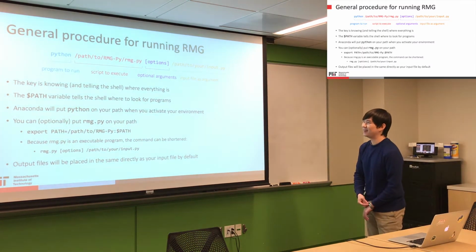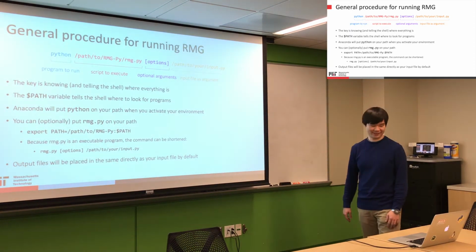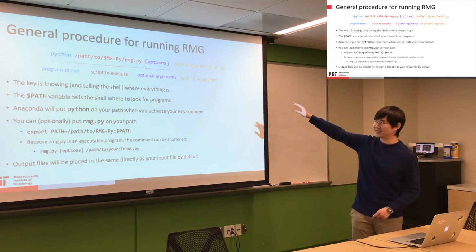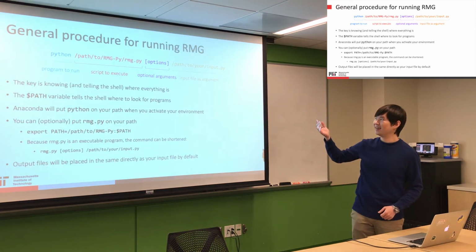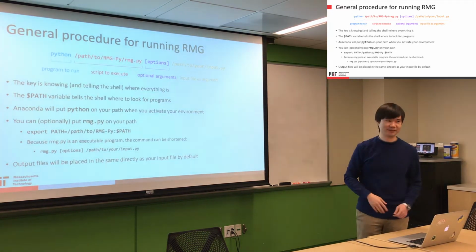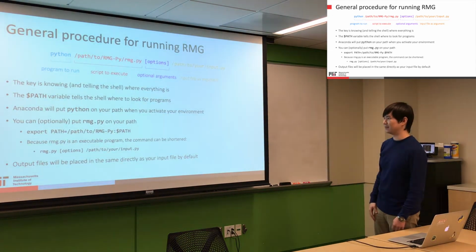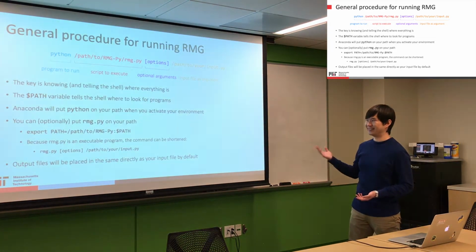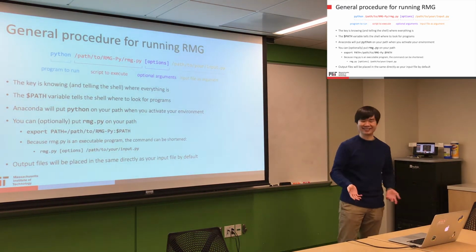Right, so starting off with the general procedure for running RMG or any other Python script from the command line. In general, this is the structure of your command. You start off with Python, which is the program we're running, and then you need to provide the path to the main rmg.py script. Then you can provide any options, and then the path to your input file. For users of the command line, this can be a bit confusing, but the key is always knowing and telling the shell where everything is.